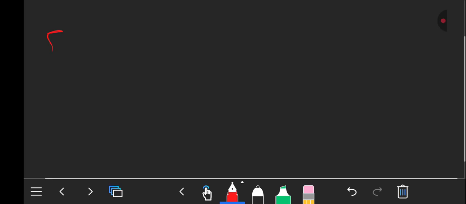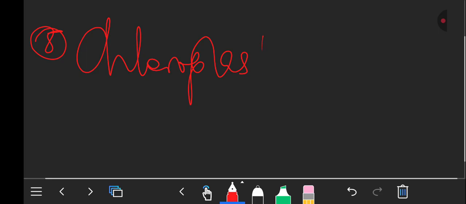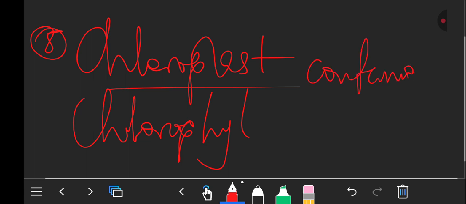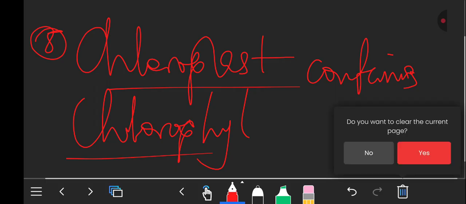Let's look at the chloroplast. So for the chloroplast, we discover that this is the one which contains what is known as the chlorophyll. And we understand that the function of the chlorophyll is just to convert light energy into what? Into chemical energy during photosynthesis, so that the plant cell is able to carry out photosynthesis, right?